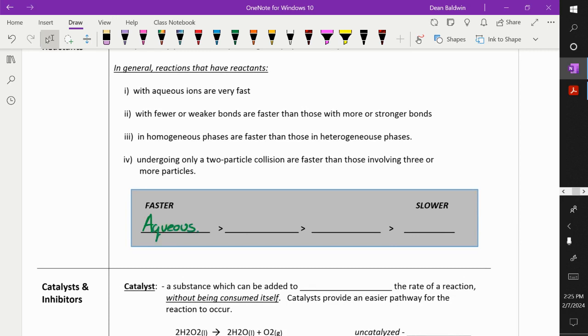Do we know what aqueous means? You're dissolved in water. So silver ions floating around like the reaction I just showed you, chloride ions.